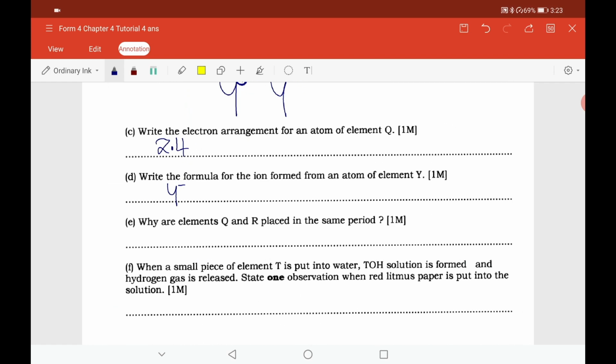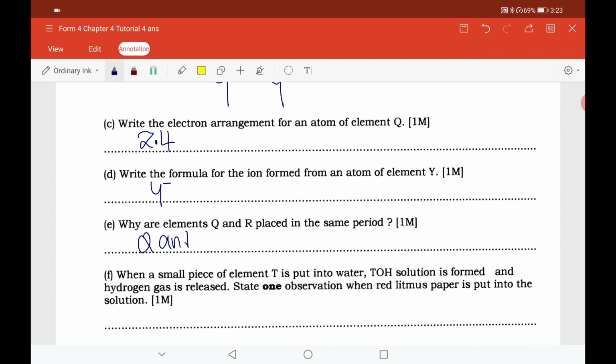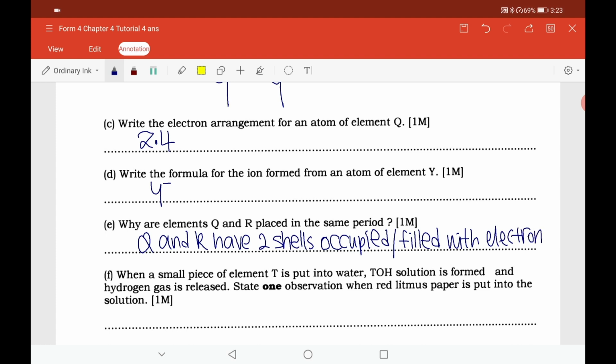So your answer is this: Q and R both have 2 shells occupied with electrons. You can write occupied, or you can write filled with electrons. Make sure you mention that the shell is filled with electrons, because many students only write that Q and R have 2 shells. If you write only that, it's wrong. You must mention the shell is filled with electrons. This is very important.